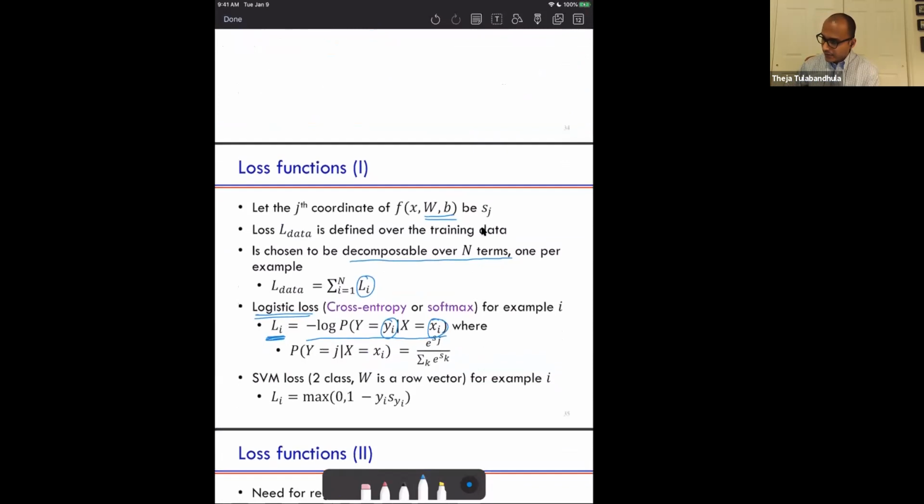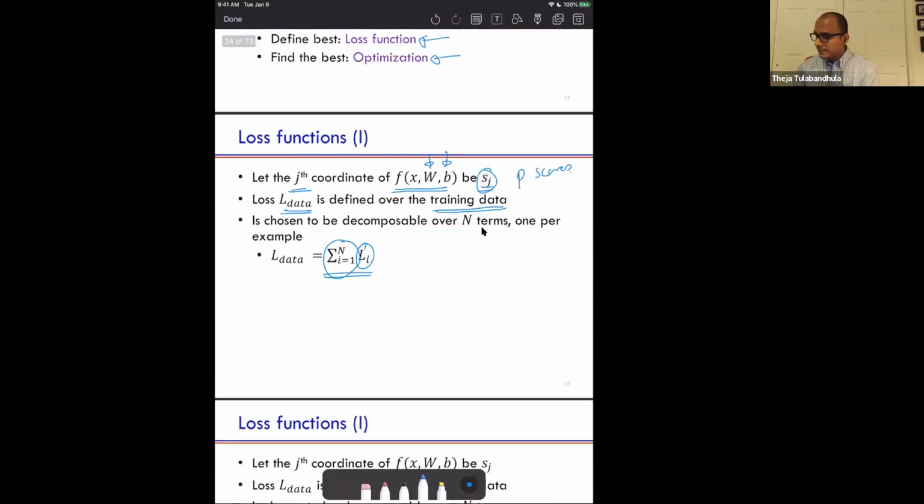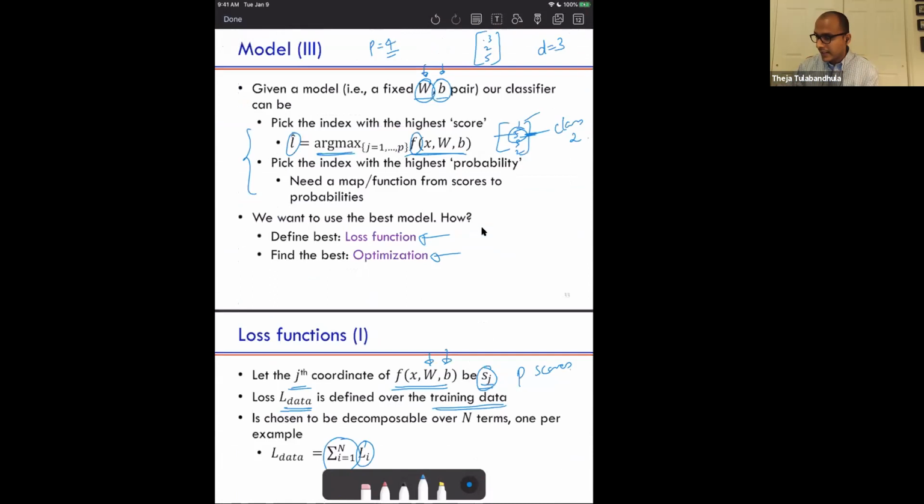But the real class for that example could be different. Here, for example, let's say the real class is actually coordinate 1.